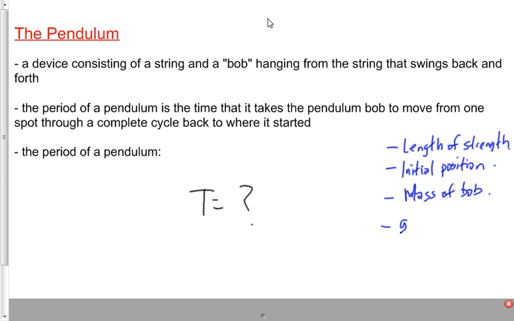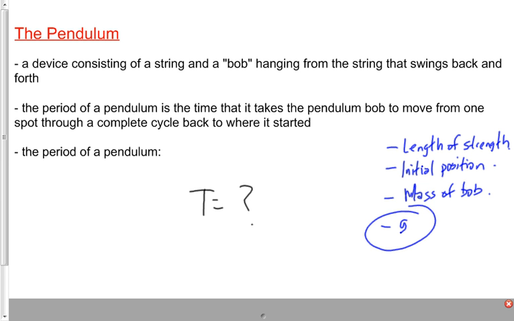Some people at this point will usually say the angle, the initial angle, but that's kind of related to the initial position, right? If the angle is bigger, the position is bigger. So if we test position, we're going to test the angle as well. Good? Okay, I'll tell you right now that g matters.